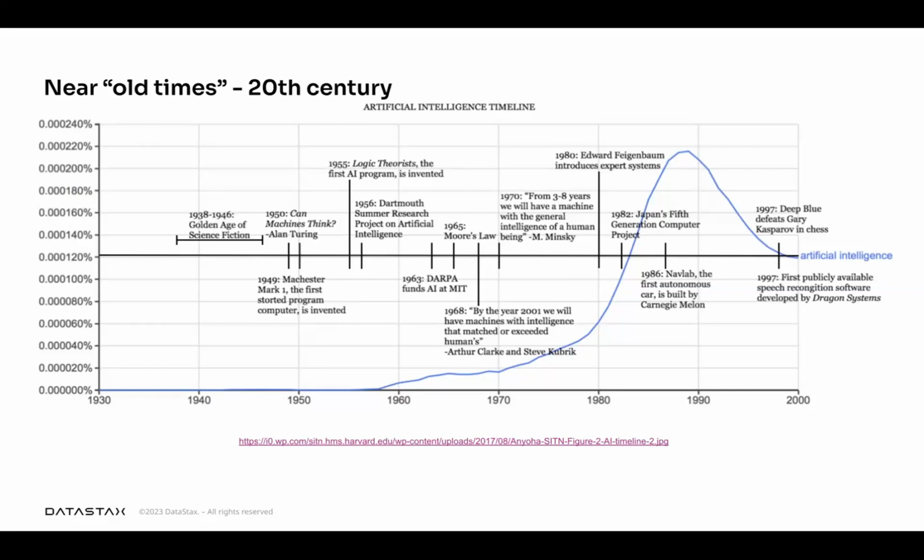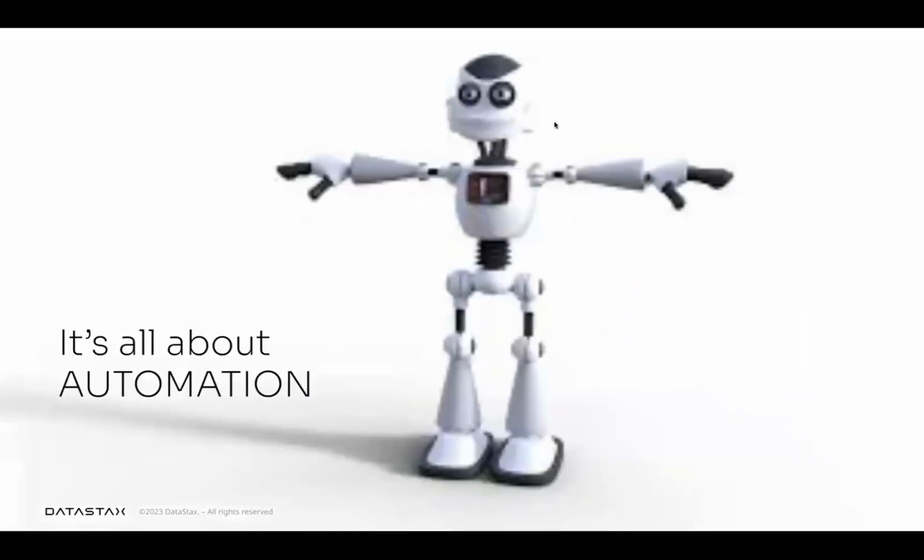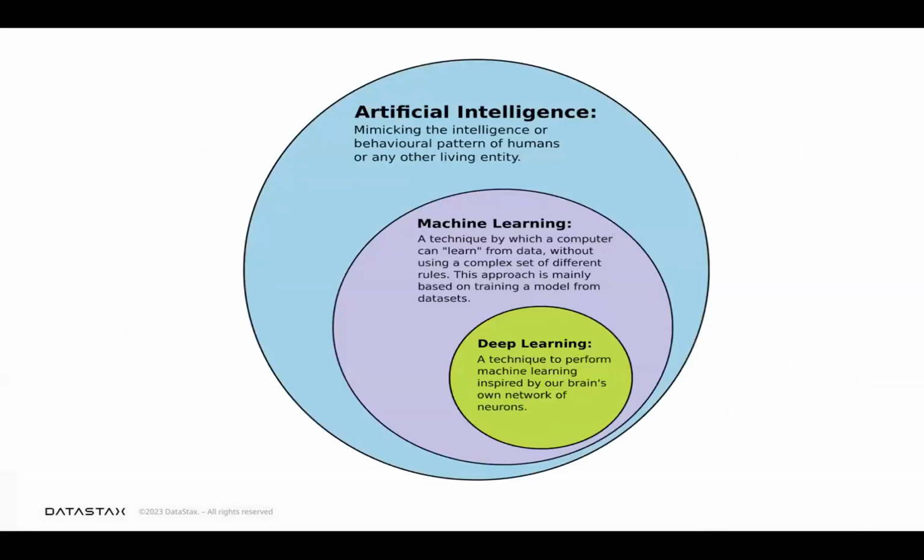So that's the 20th century. But when I think about it philosophically, we're trying to look for ways to automate all of our work, especially since AI can be applied to so many different areas. So it's really about automation.